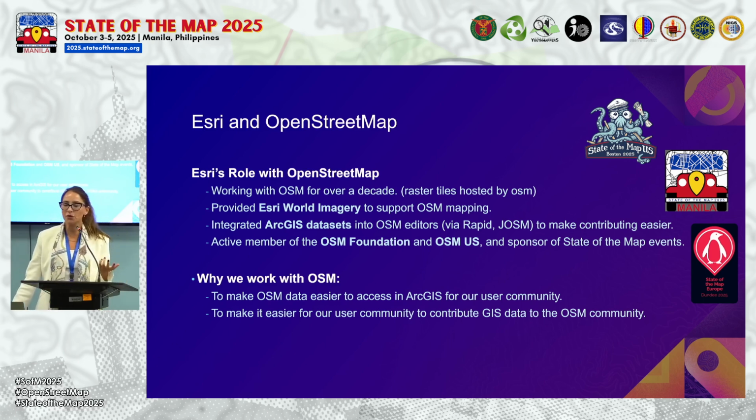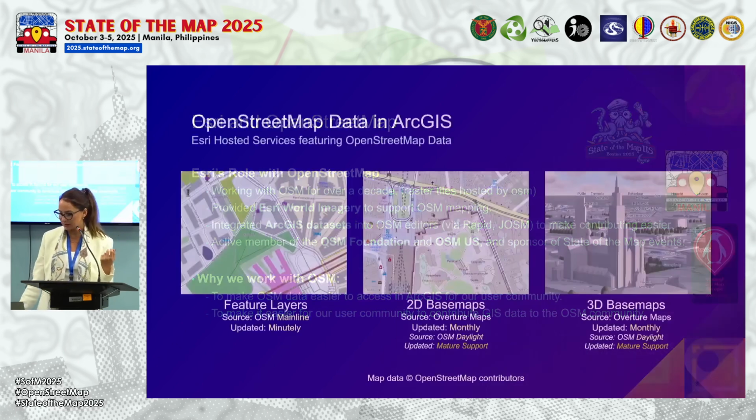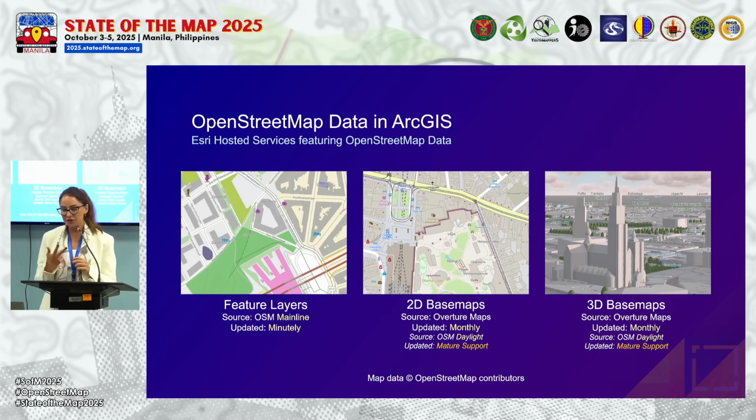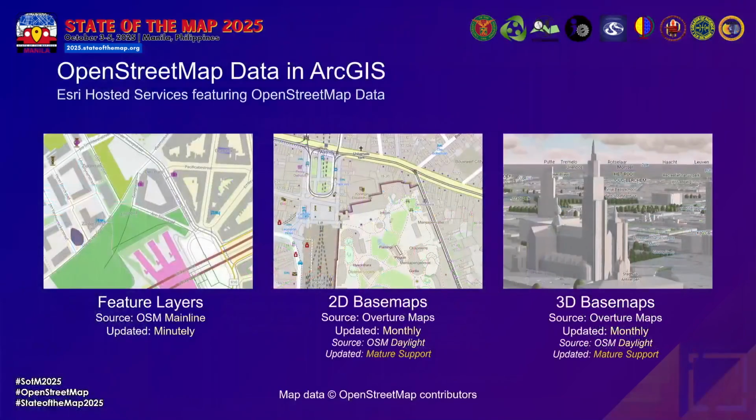So what types of OSM content do we have in the Living Atlas? We have 3 types: feature layers, 2D vector base maps, and 3D base maps. So the vector base maps are wonderful because you can style these base maps depending on how you prefer to see them, and you can use them for your own thematic layers, for references, and things like that. And we also have feature layers.